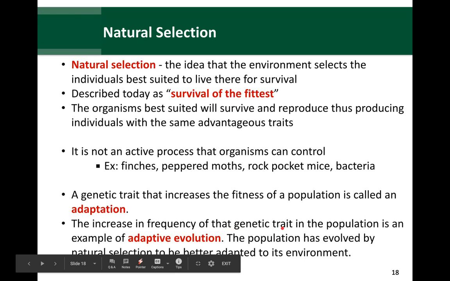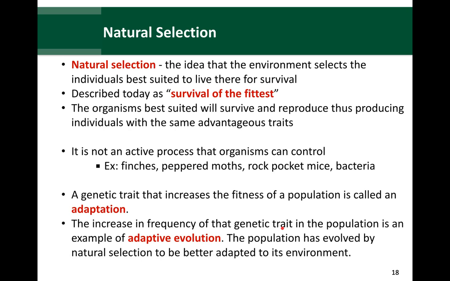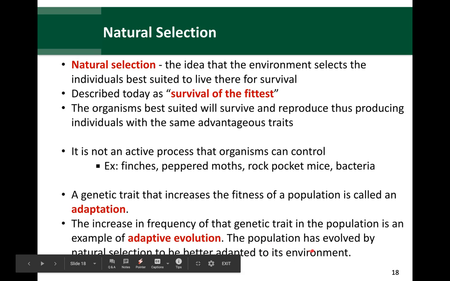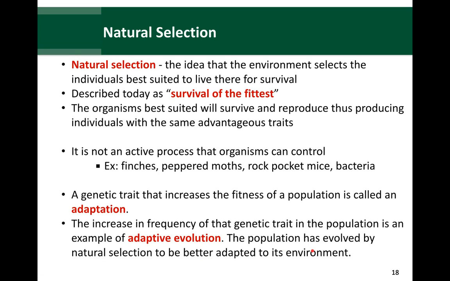In the example that you saw, there was the gene for fur color. And in that example, the favorable form was the darker version. So the copy of the gene, the version that was the adaptive trait, was the darker trait. The population has evolved by natural selection to be better adapted to its environment.